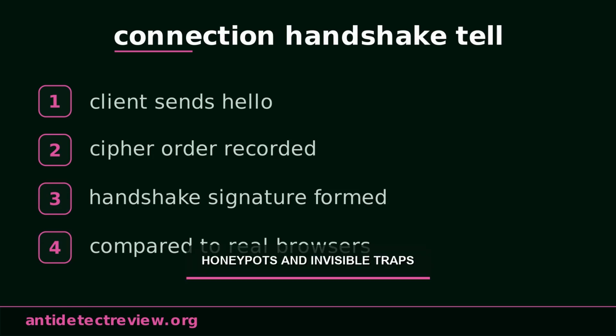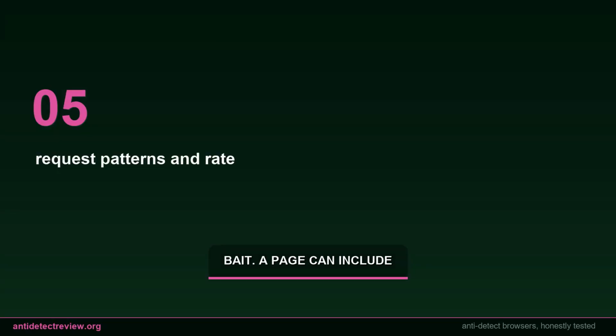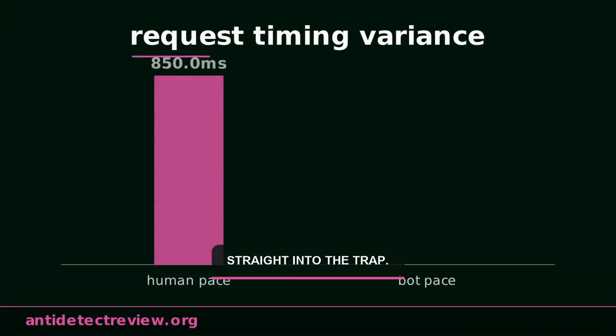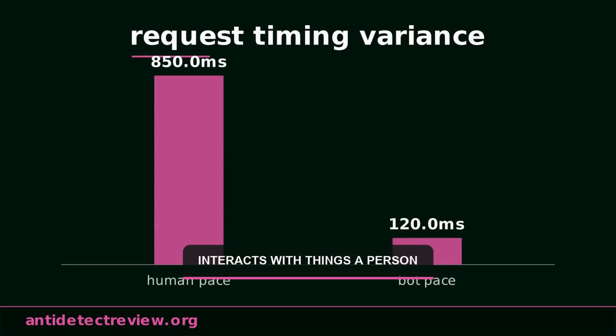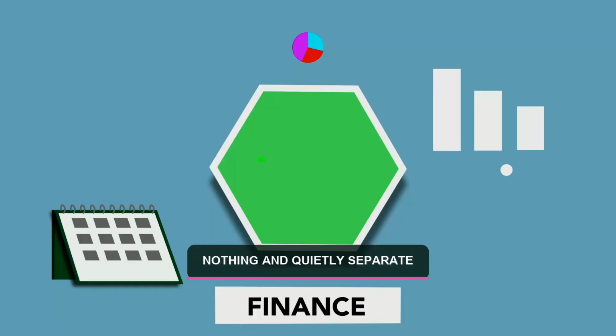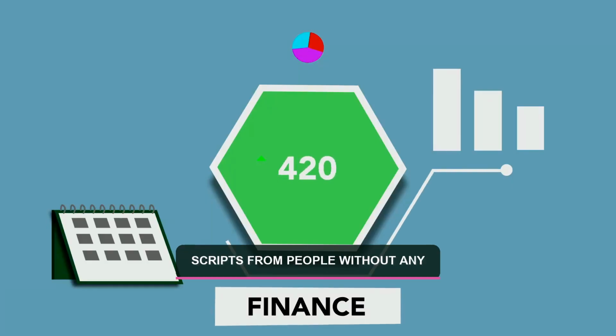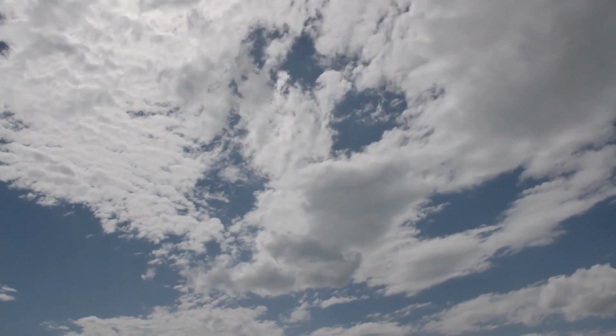Honeypots and invisible traps. Some detection is set as bait. A page can include a form field that is invisible to a human but present in the code, so a real user never fills it, and an automated script that fills every field walks straight into the trap. Links no human would click, hidden inputs and decoy elements all work the same way. They catch automation that interacts with things a person could not even see. These traps cost the site almost nothing and quietly separate scripts from people without any fingerprinting at all.